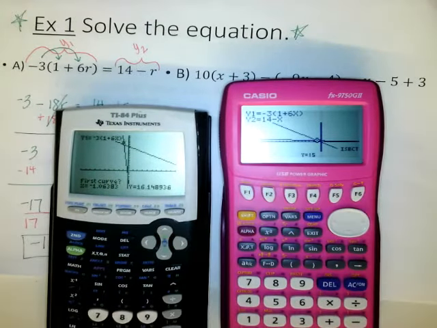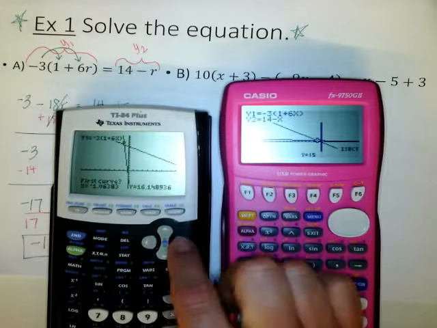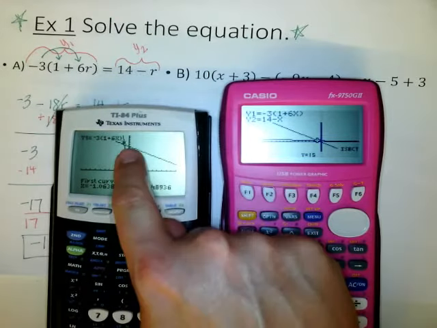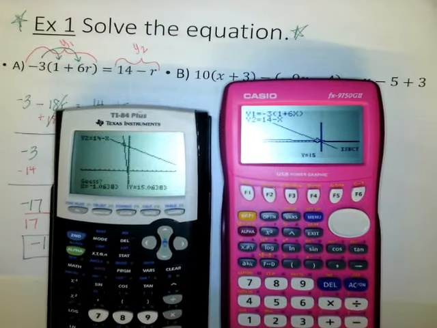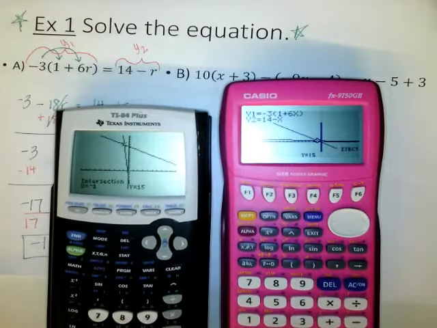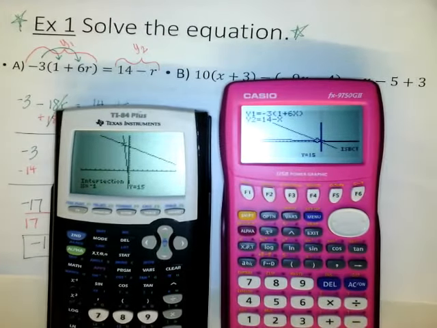The TI isn't as smart. It has to be told where we're looking for it, okay? So I'm going to use my left or right arrow key to move Tinkerbell to that intersection, and you have to press enter, enter, enter. And there it is, -1. Okay? So on the TI, you go calculate. Hit enter. Enter. Enter.